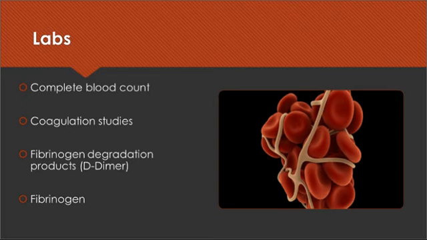Your labs: your complete blood count, you're watching your hemoglobin, hematocrit, and platelets. They also might do a smear on your CBC because they're looking for schistocytes, which are fragmented or broken red blood cells. Coagulation studies are your PT and PTT, which will both be elevated.